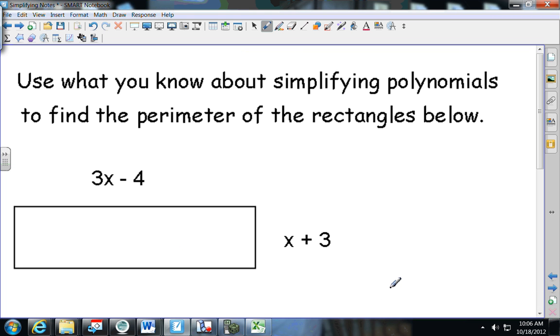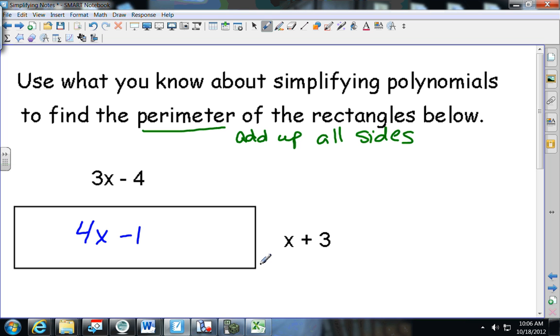It says use what you know about simplifying polynomials to find the perimeter. First off, how do you find perimeter? What does that tell you to do? Add up all sides. If I told you the answer was 4x minus 1, why would I be wrong? It's not all the sides. What is it? Just these two. Be very careful.